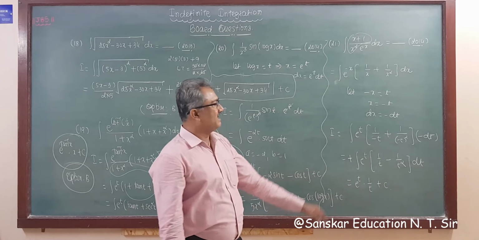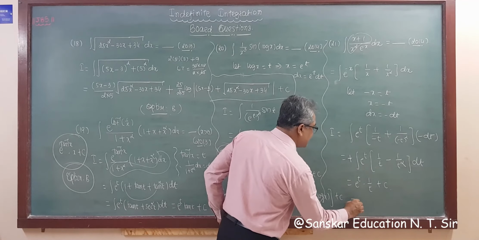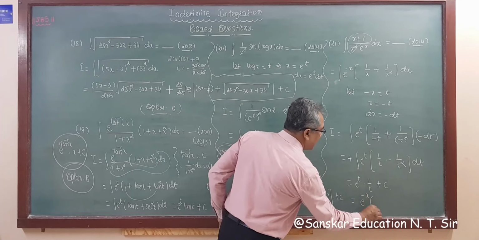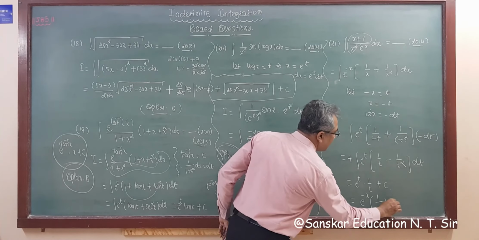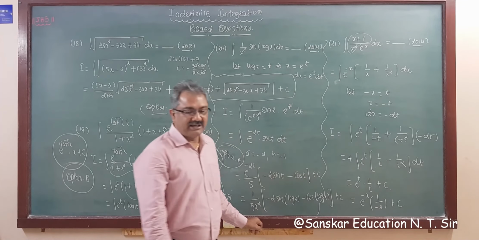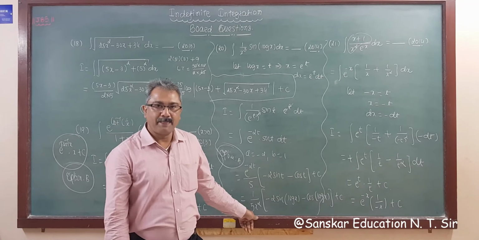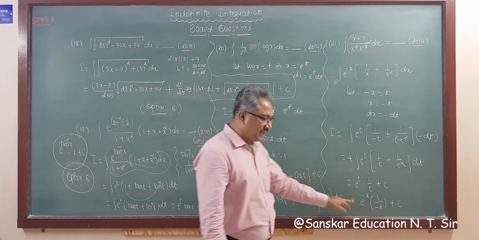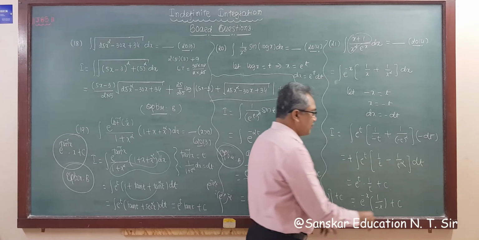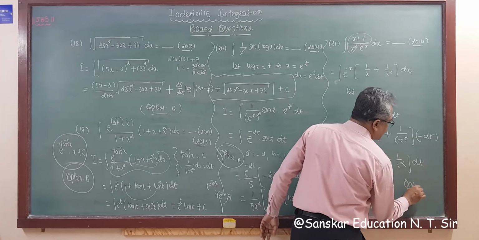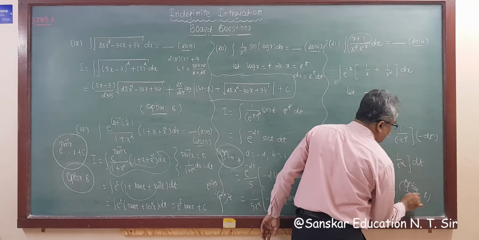Now what is t? T is minus x. So this is e raised to minus x upon 1 upon minus x plus c. So minus e raised to minus x upon x. That is option number B, your correct answer. So option number B is the correct answer. Got it?